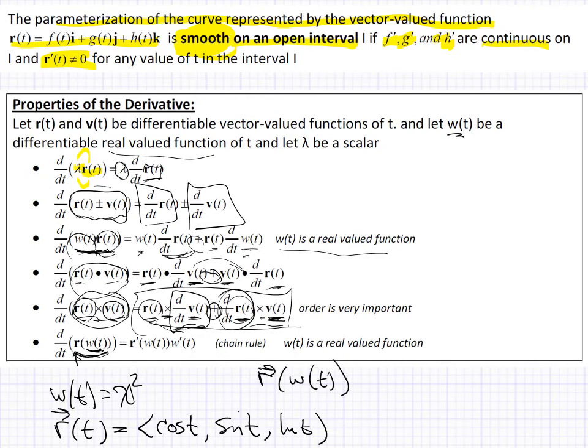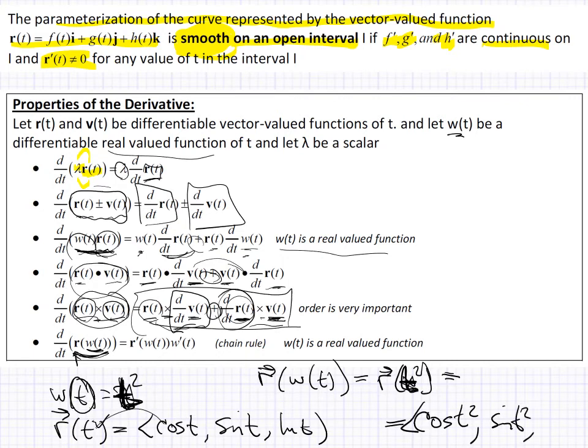Well, I'd have to plug this in, t squared in for t, right? So I would have to say, what's r of t squared? So the way I do that is I'd plug t squared in every time I see a t. So then the composition would just be cosine t squared as the first component, and sine t squared, and log of t squared. So that's how you take a real function and plug it into a vector value function.